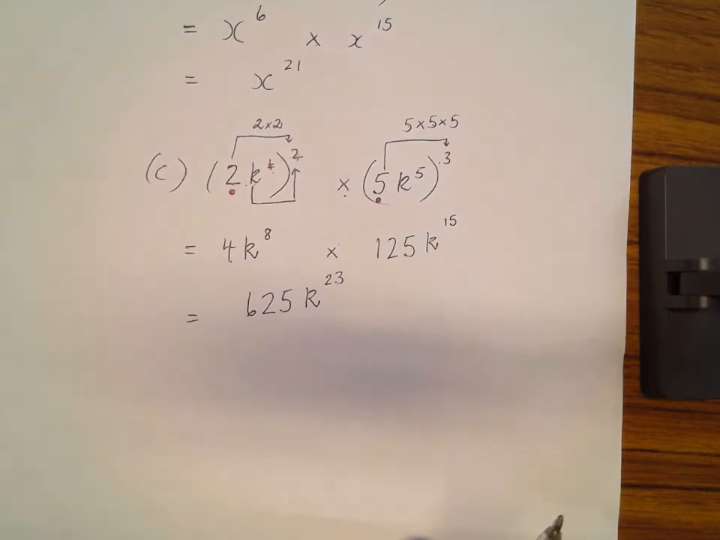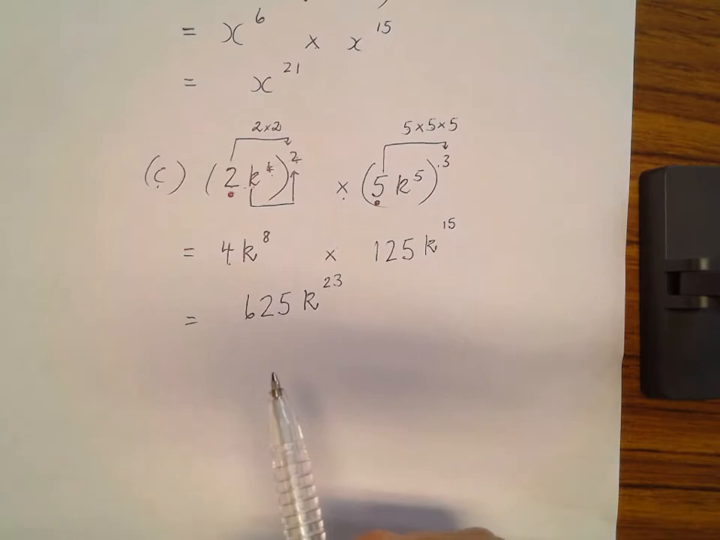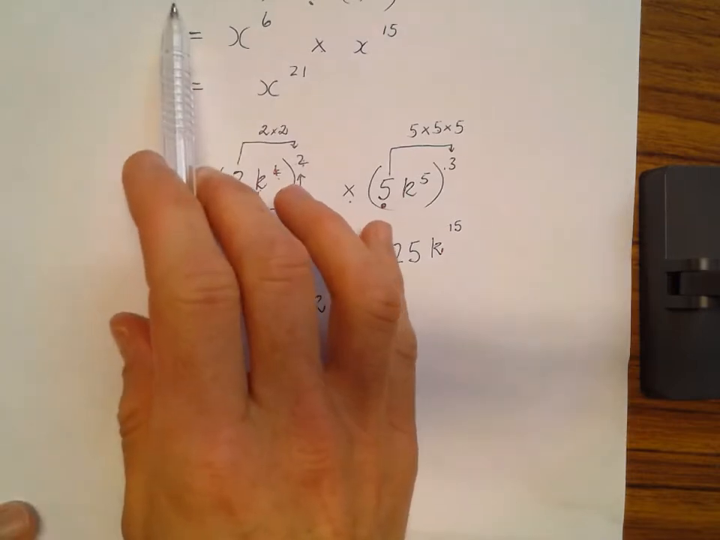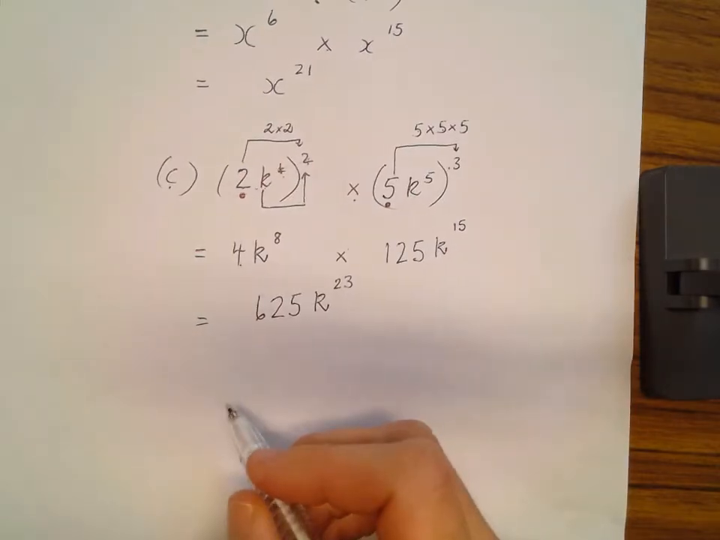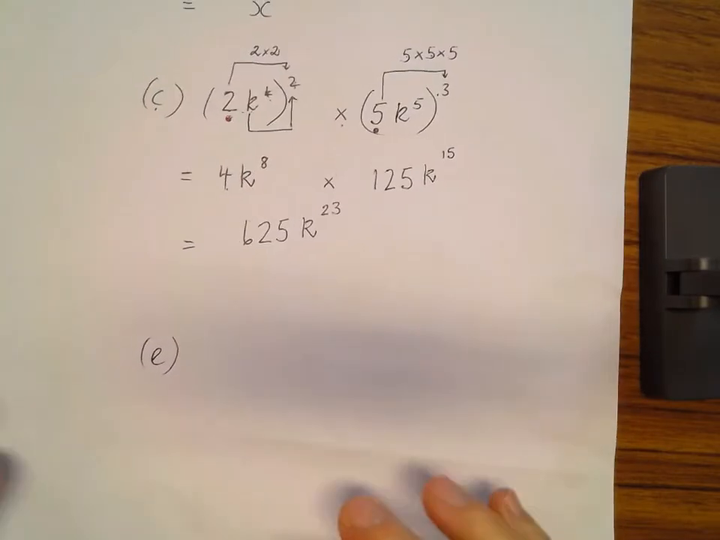Question D, question E and question F are all very similar to question C. Question D is like question A. They're quite simple, so I might just do question E. E and F are very similar to C, but we'll have a look at one more like this when there's a coefficient to consider.